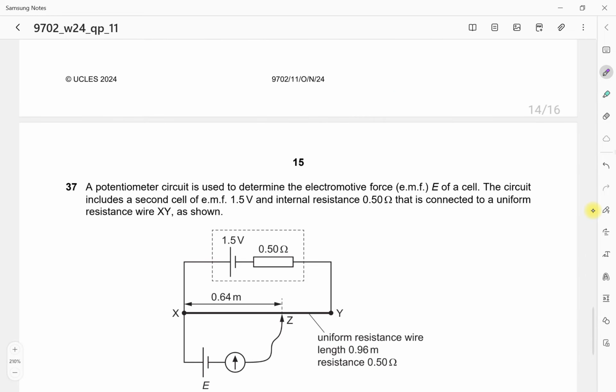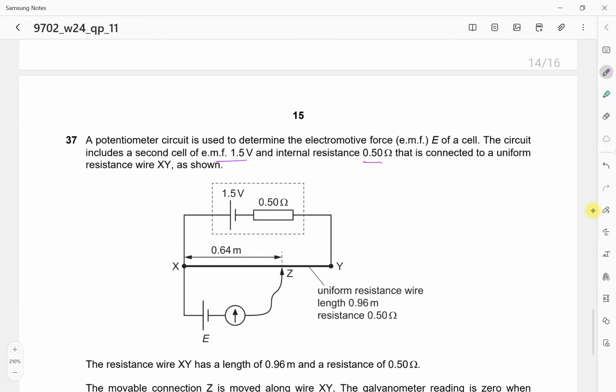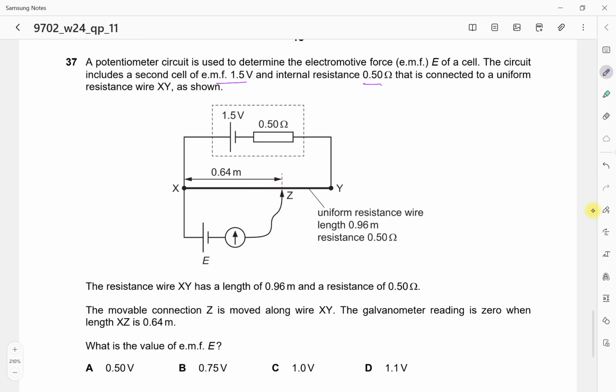A potentiometer circuit is used to determine the EMF E of the cell. The circuit includes a second cell of EMF 1.5 and internal resistance 0.5 ohms that is connected to a uniform resistance wire XY as shown. The resistance wire XY has length 0.96 meters and a resistance of 0.5 ohms.